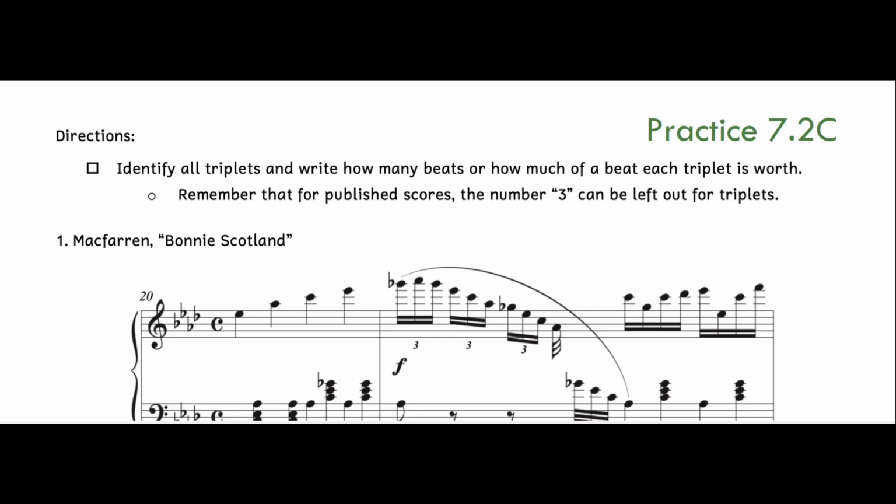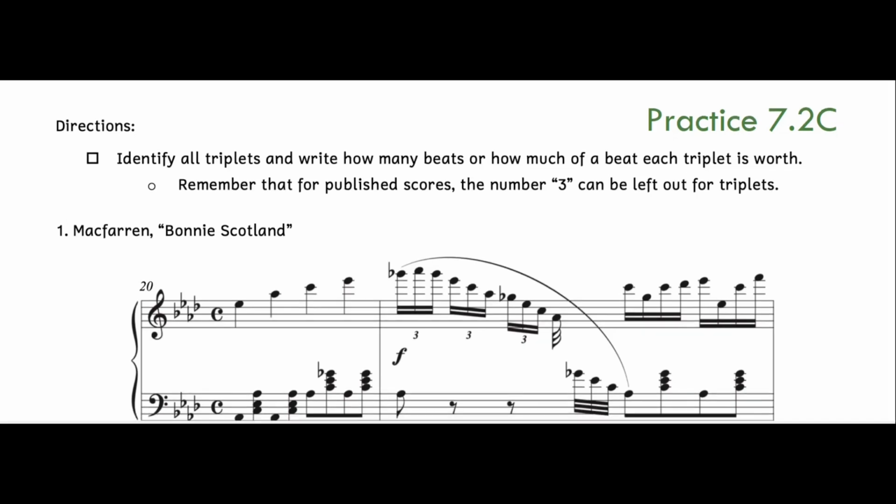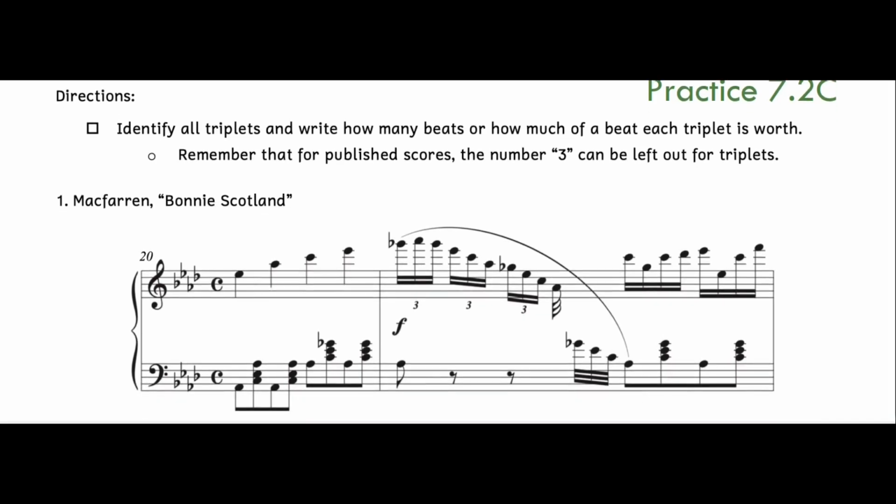Directions. Identify all triplets and write how many beats or how much of a beat each triplet is worth. Remember that for published scores, the number 3 can be left out for triplets. I'm going to go ahead and do number 1. You're welcome to follow along, but if you feel comfortable, go ahead and do all 3 on your own. Pause the video and press play when you're ready.